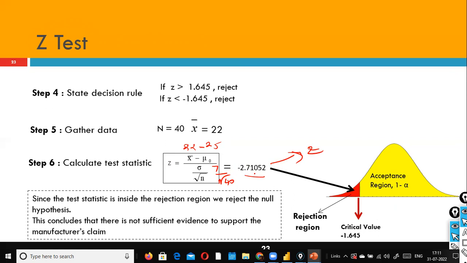What is the decision rule? If the z value is less than minus 1.645, I'm going to reject. Greater than 1.645, I'm going to reject as well in a two-tail test. If it is less than minus 1.6, now you tell me whether minus 2 is less than minus 1 or not.